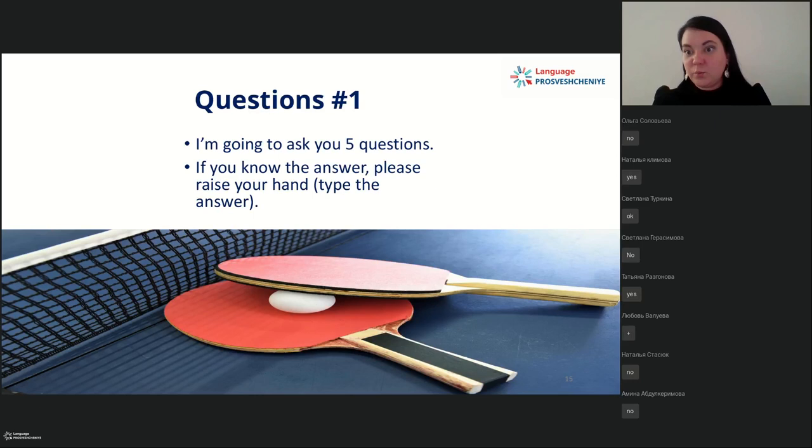What does the suffix able mean? Ability. Right. So when something is able to be done, in other words, bearable, for example, means able to be borne, right? Thank you. And the last one, what is the difference between increase and increase? Verb and noun. Thank you.